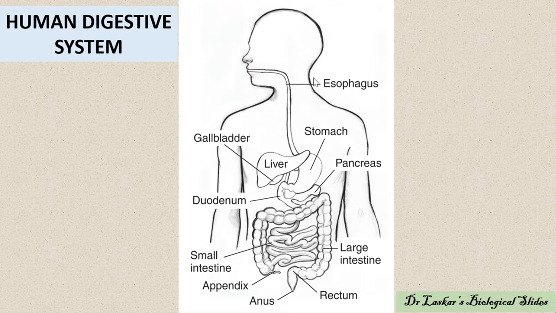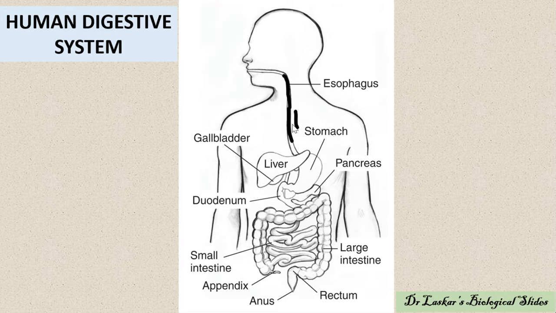Next, the esophagus. This part is called the esophagus. It is about 10 inches or 25 centimeters long. It is a muscular tube. It passes through the neck and thorax. It pierces the diaphragm and enters the abdominal cavity.